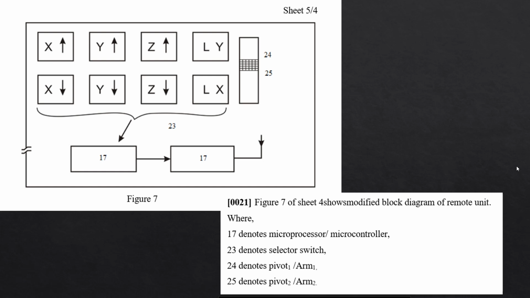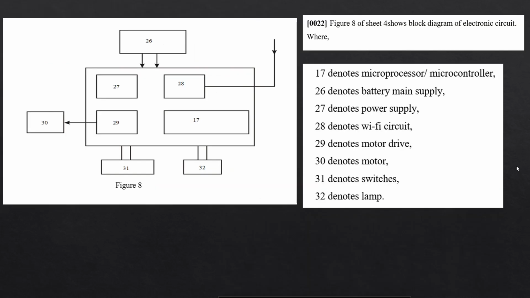Figure 7 of sheet 4 shows a modified block diagram of a remote unit where 17 denotes microcontroller, 23 denotes selector switch, 24 denotes pivot arm 1, and 25 denotes pivot arm 2. 17 denotes a microcontroller or microprocessor.